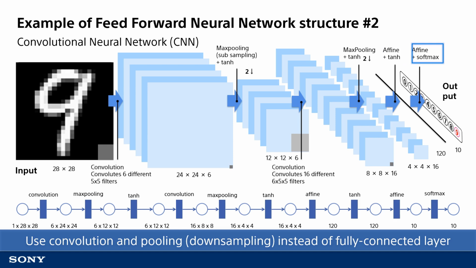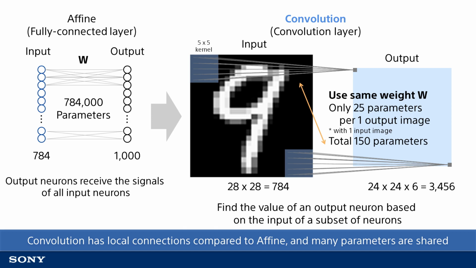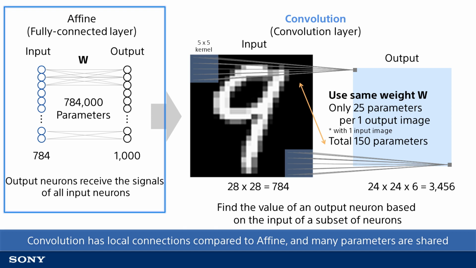And from there, we do Affine with 10 neurons as output. The softmax function then converts the 10 output values to probabilities that add up to 1. You can configure the convolution neural network in this way. Now let's talk about the convolution process, comparing it to Affine.